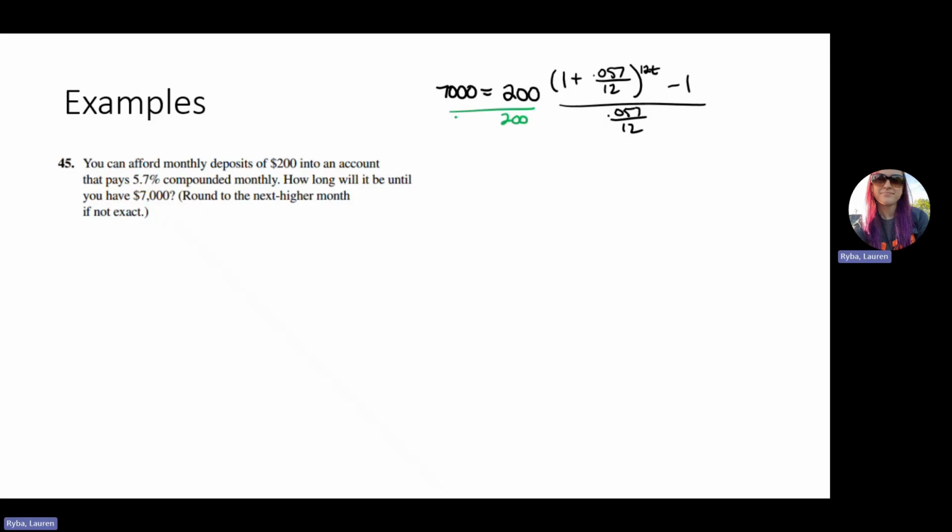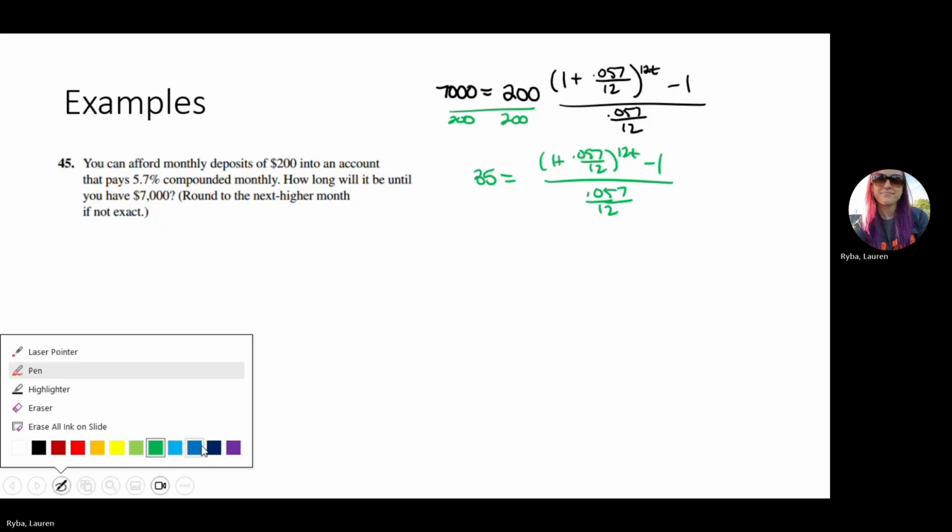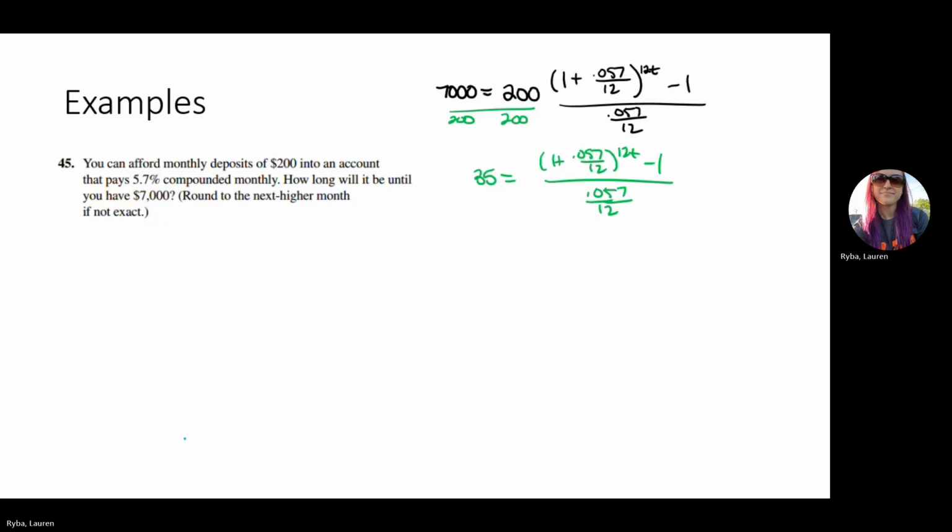First thing I'm going to do is divide out the 200. That's going to give me 35 equals 1 plus 0.057 over 12 to the 12t minus 1, all over 0.057 over 12. Now, I am dividing by a fraction. So what I would need to do to get rid of it is multiply both sides by that fraction, because anytime you divide by something, if you want to undo it, you multiply. So I'm going to multiply 0.057 over 12 to both sides.